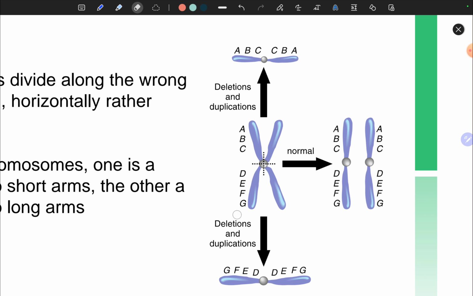But in this case, the division will occur in the transverse plane. So when they break, what we have is that these are the same. So this is the form of isochromosomes. Instead of the breakage being in this plane, it will occur in this plane. So each of them has duplication and also deletion, because ABC is duplicated, and G, F, E, D is missing. So this is just to try to understand this picture.